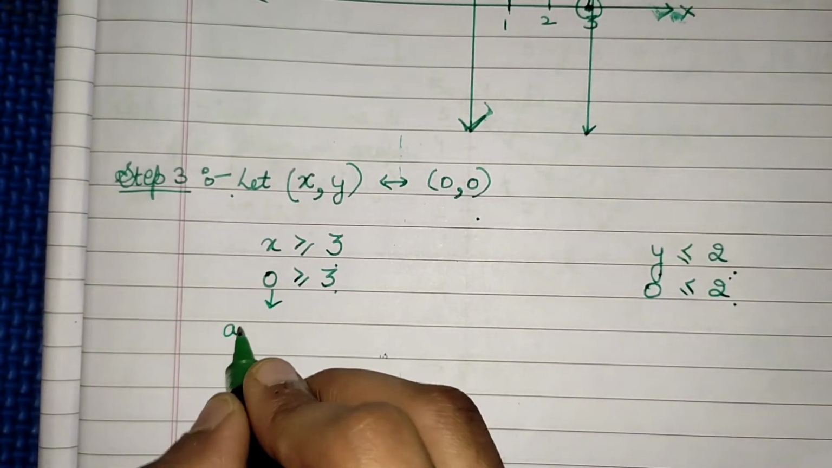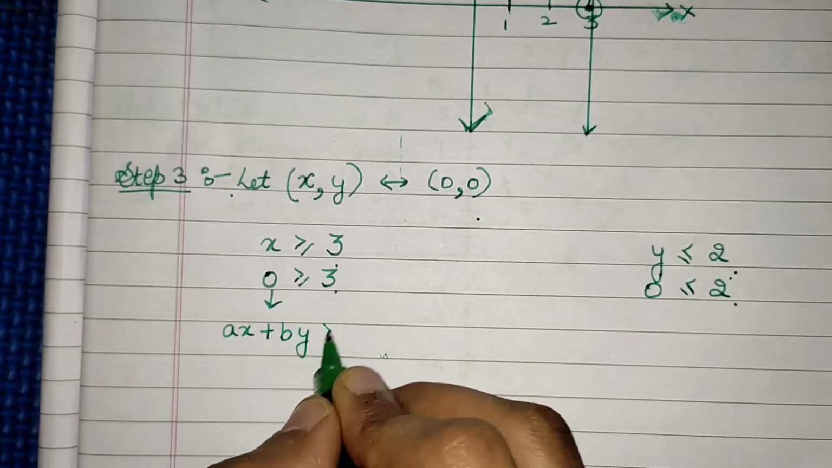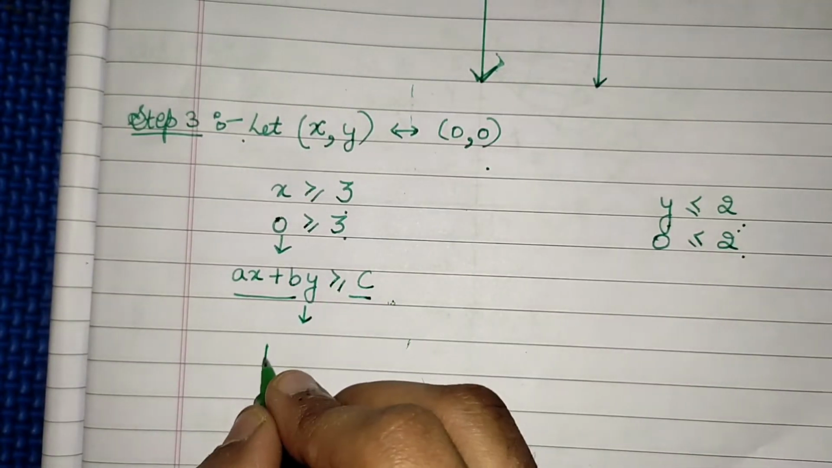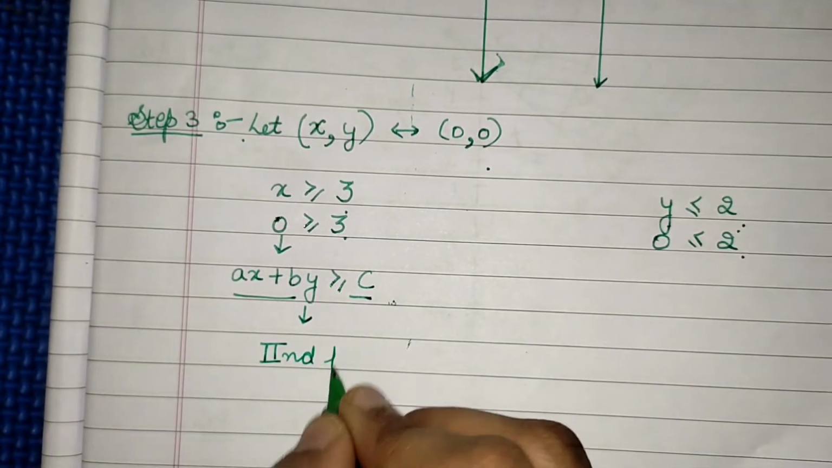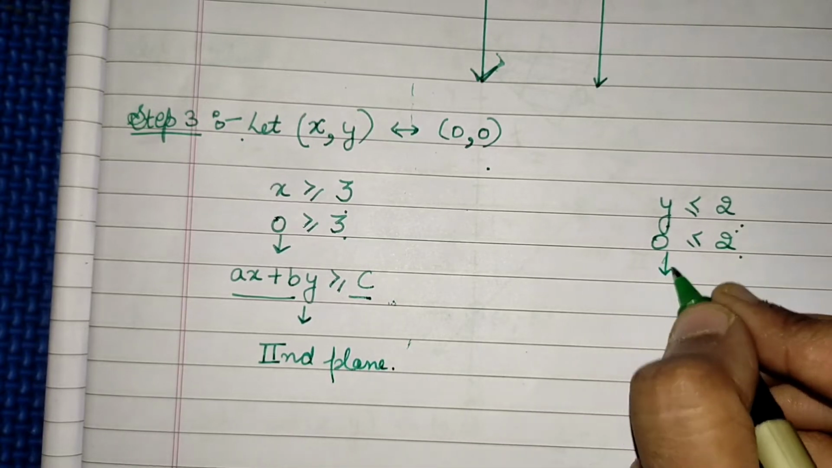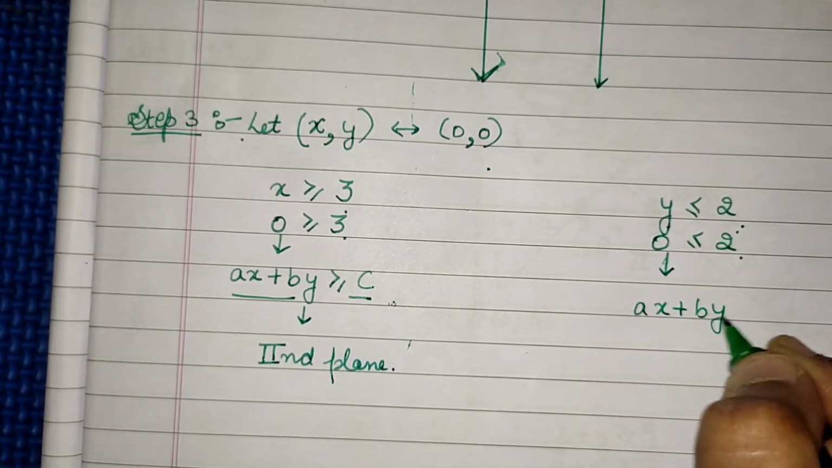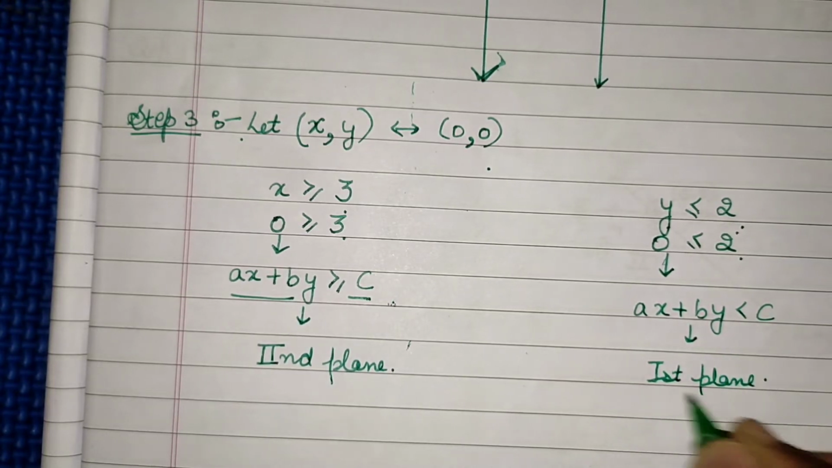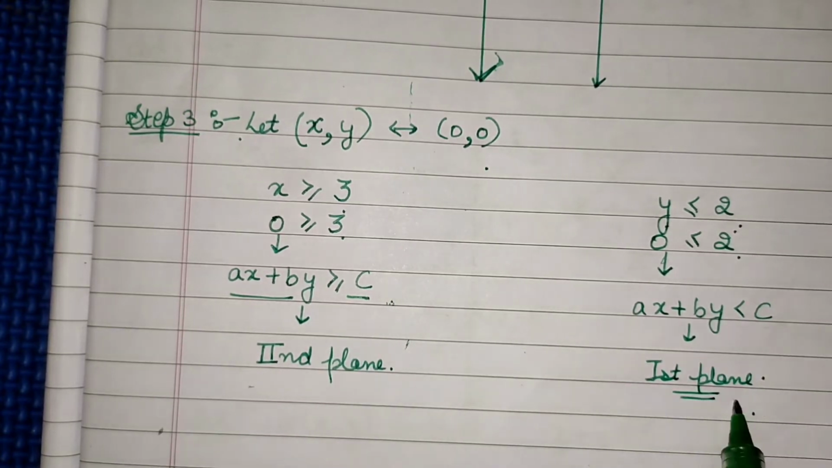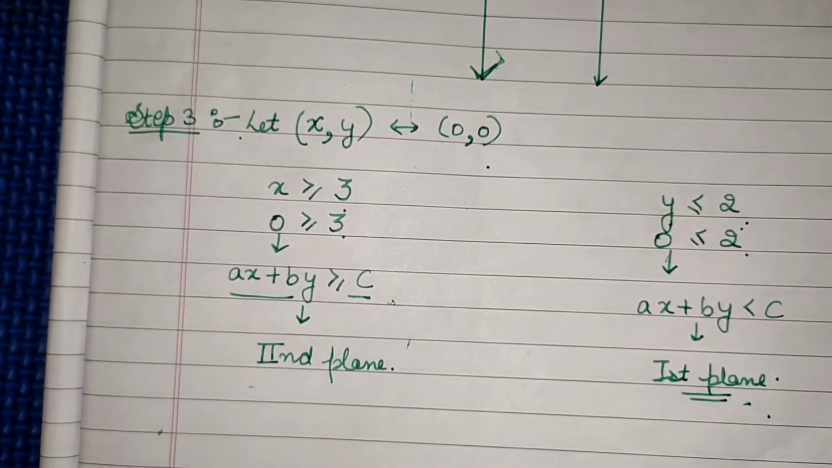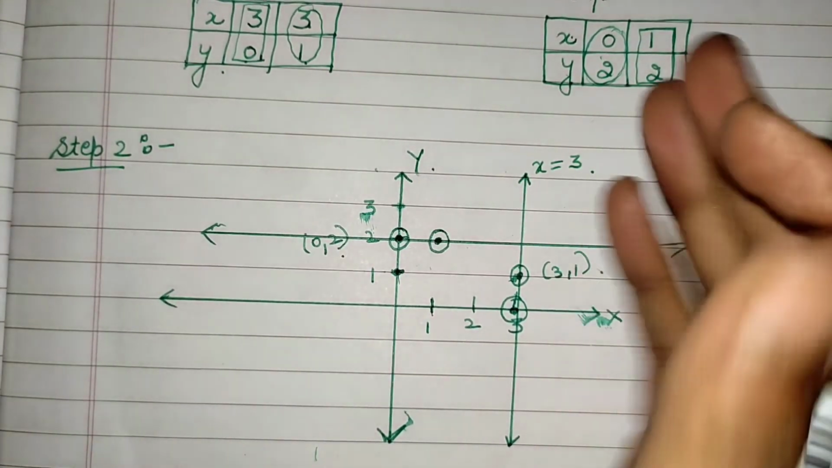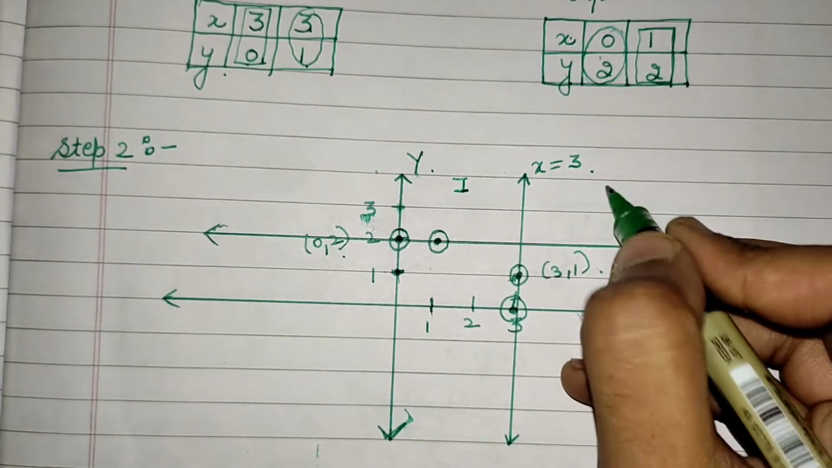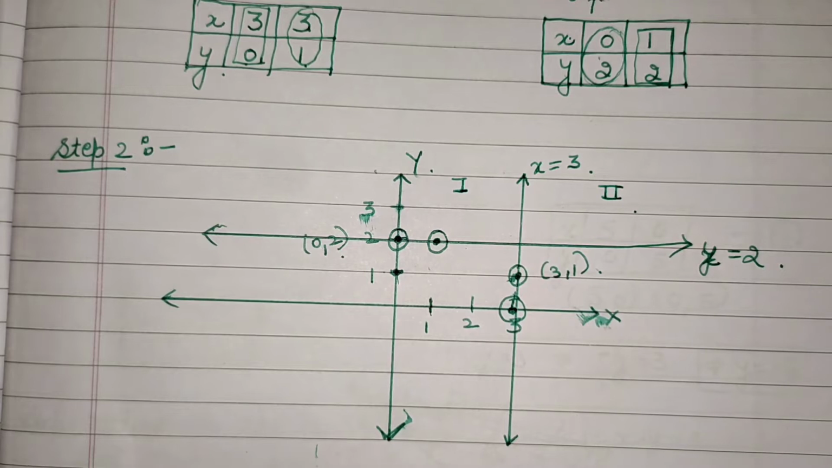I have told you that whenever you get such an answer, if your ax plus by is greater than c, then my solution will lie in the second plane. And if ax plus by is less than c, then my solution will lie in the first plane. So what is the first plane and what is the second plane? Let's understand this on the graph. If I talk about the line x is equal to 3, then the left hand side will be my first plane and the right hand side will be my second plane.